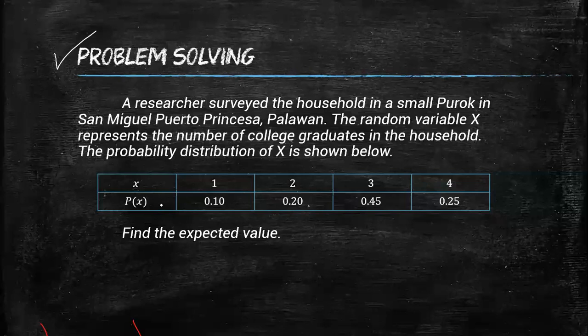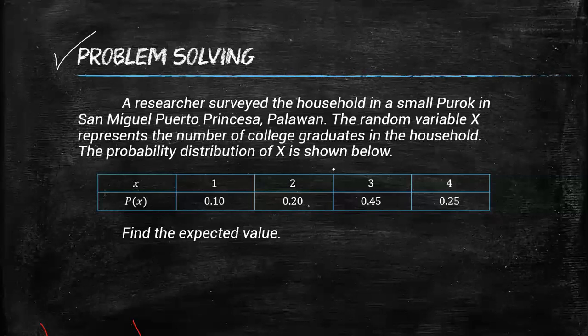Okay. A researcher surveyed the households in a small purok in San Miguel, Puerto Princesa, Palawan. Alright, surveyed. Okay. Sige, kunwari, iniisip natin kung ba tayo nag-survey. Kunwari, researcher tayo. Sino-survey natin, class, yung mga bahay sa purok diyan sa San Miguel. Anong purok ba yung meron dyan? Hindi ko alam. Basta yun, may isa dyan.